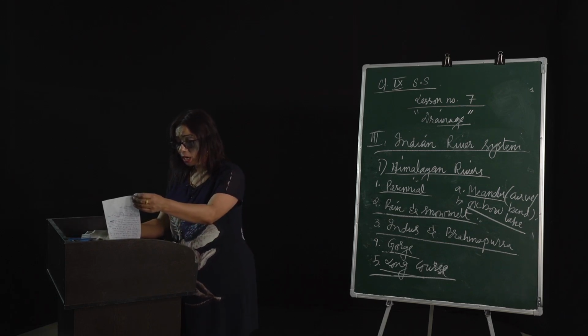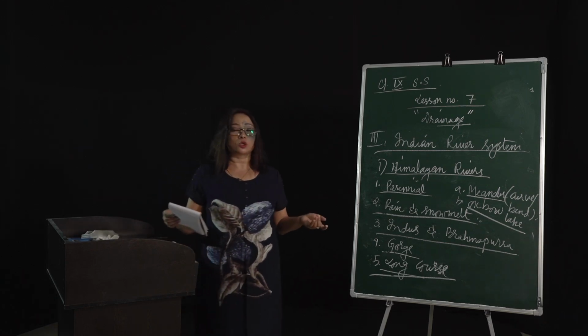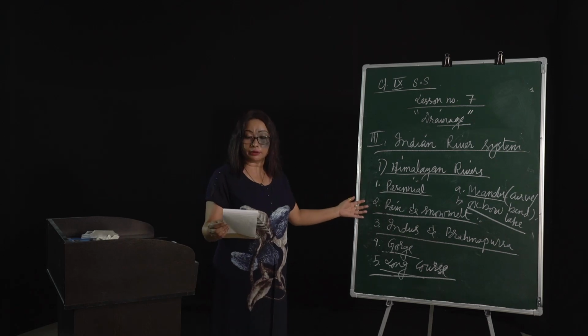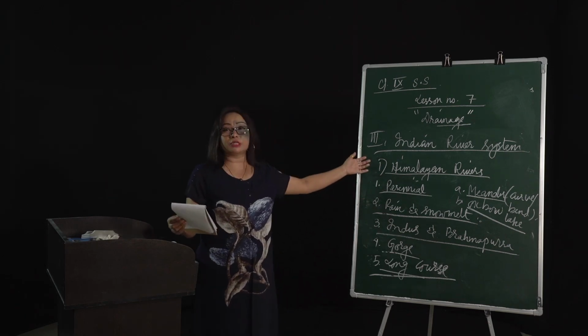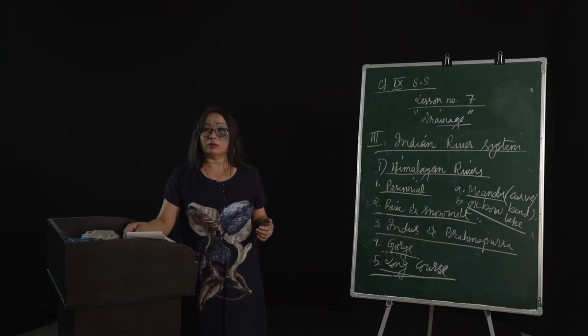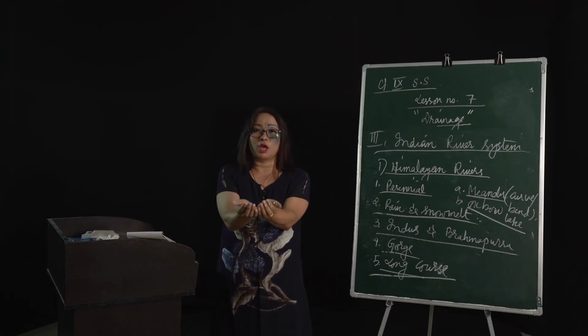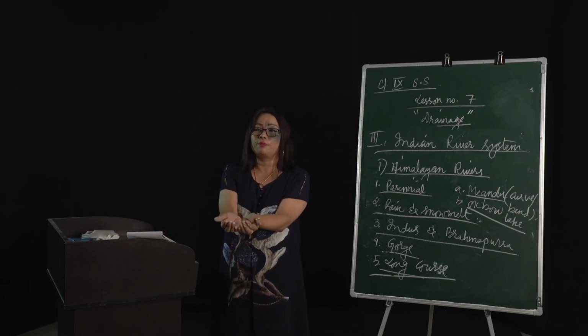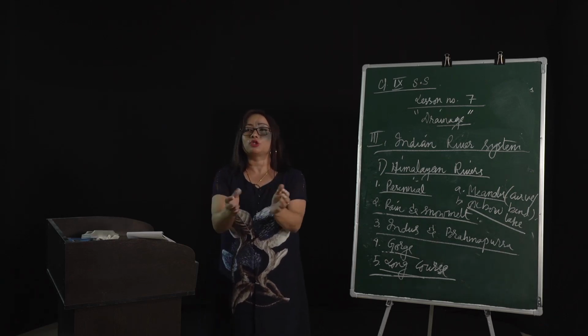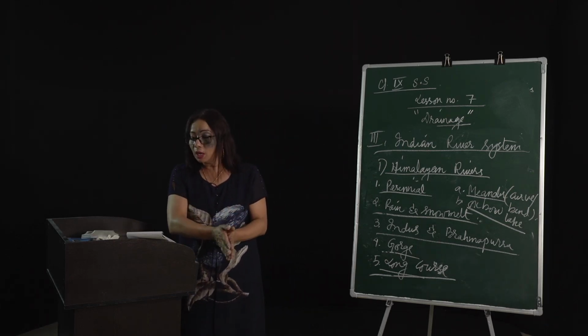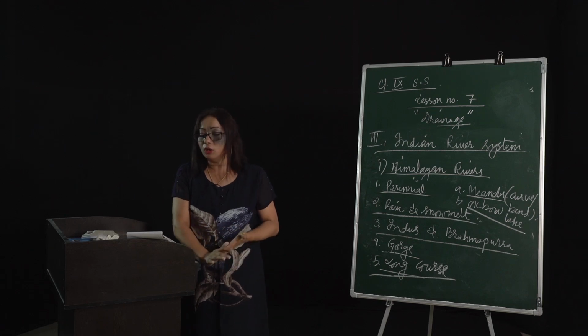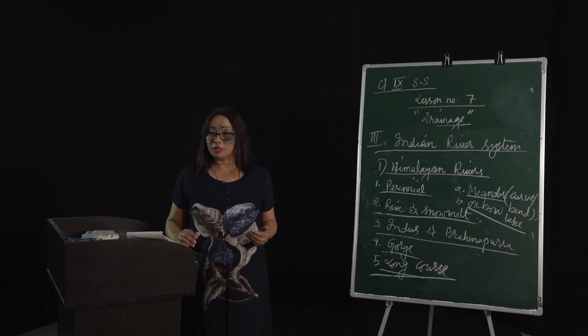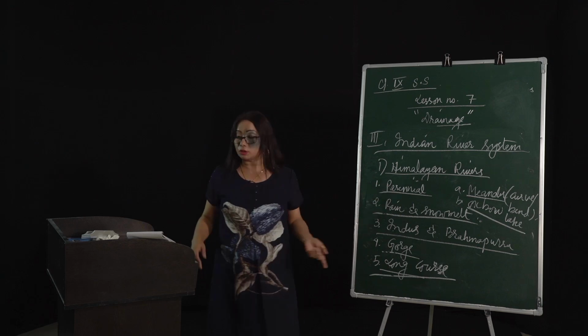I will quickly read out the characteristics also. The features and characteristics are similar. Himalayan rivers have large basins. Basin means a bowl shaped area, where the river brings all the sand, silt and deposits. So, basin means a bowl shaped area of land. So, large basin, the Indus basin for example, the Indus river.